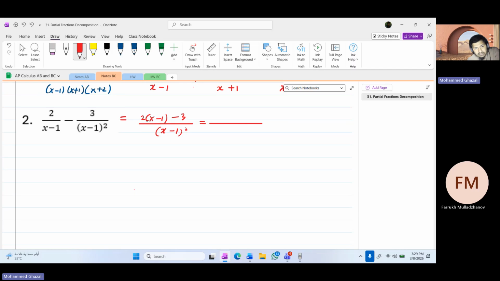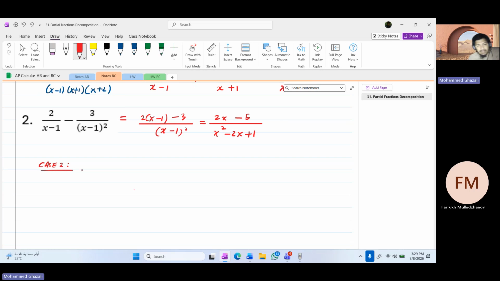So we have 2 into x minus 1, that's 2x minus 2 minus 3. 2x minus 2 minus 3 is minus 5, and that's 2x minus 5. And what's in the denominator? x squared minus 2x plus 1, polynomial identity squaring. Okay, so now your question will be this. So this is your case 2.